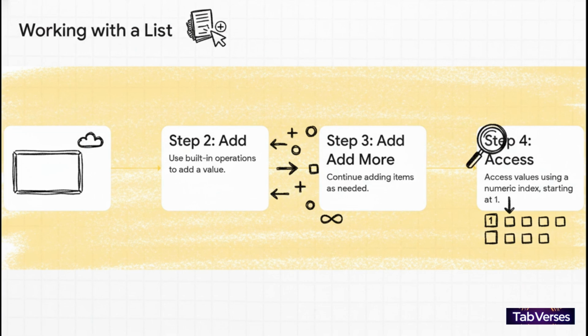And working with a list is incredibly easy. You just create an empty one, and then you use a built-in function called add to pop new items in, one by one. You might be adding them as a user is entering them, or as you're pulling them from a database. And just like with an array, you get to them using their index, which, yes, also starts at 1.